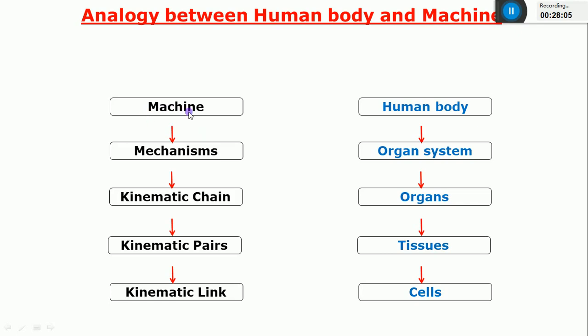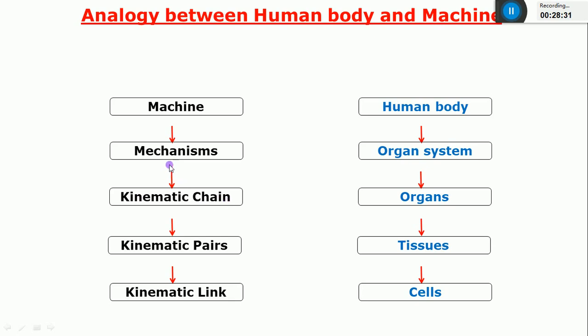It means the machine is made of different types of mechanisms so that you can run the machine and convert input into the desired output. The machine is made of different groups of mechanisms. Again, in the mechanism, there will be different groups of kinematic chains. The mechanism is not made of a single chain; it is made of different kinematic chains.